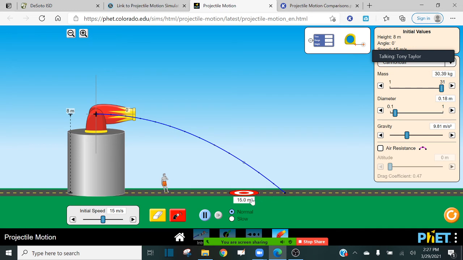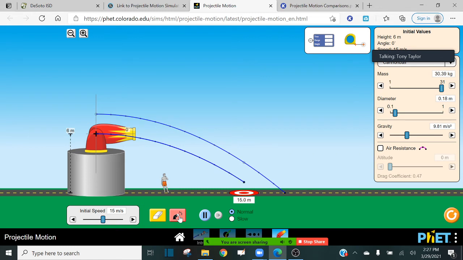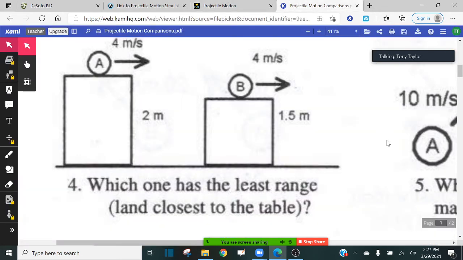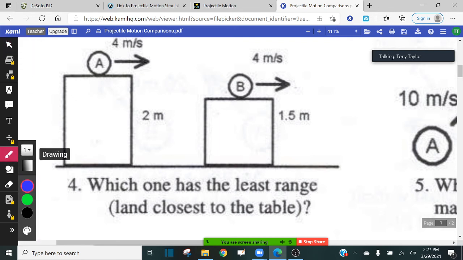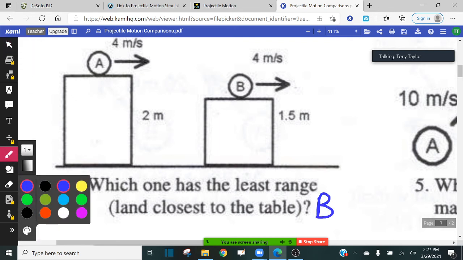Now let us compare that to a lower height. If I compare that to a lower height, again keeping the speed the same, and I launch my cannonball. Okay. So Stephanie, you are correct. The lower height had the smallest range, right? So the higher height clearly went further. So on number 4, which one is going to land the closest to the table? It is ball B. Ball B has the least range.